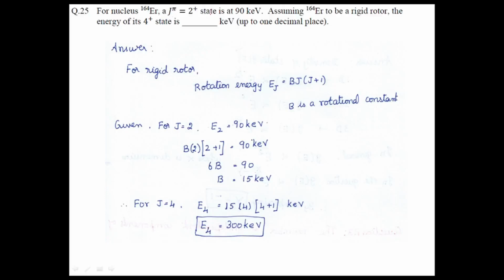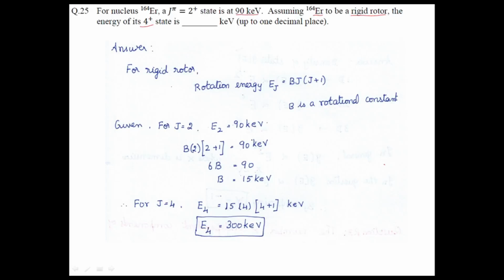Question: for nucleus 164 Er, the J pi equal to 2 plus state is at 90 kilo electron volt. Assuming 164 Er to be a rigid rotator, the energy of its 4 plus state is dash in kilo electron volt. So we have to find the energy of the 4 plus state, assuming it as a rigid rotator. They have provided the energy of the 2 plus state, that is 90 kilo electron volt.